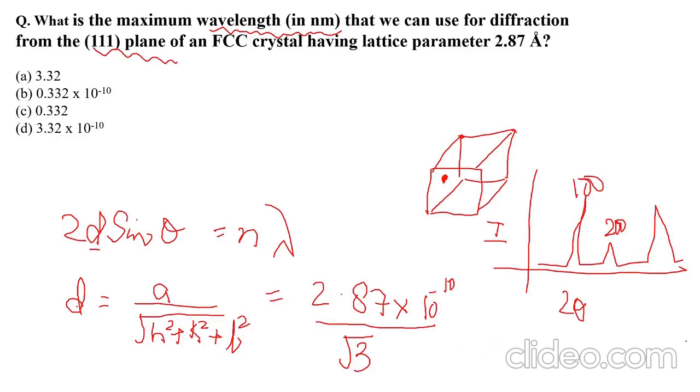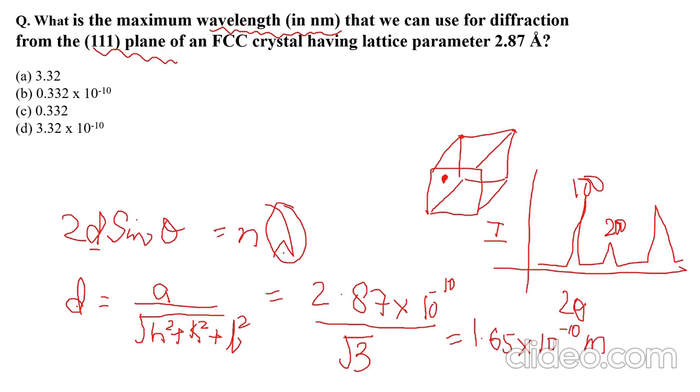Can anybody tell me what is the value of d that you can get? We still have to find this lambda. It's 1.65, okay, it is 1.65 into 10 to the power minus 10 meters. So this is your value of d.